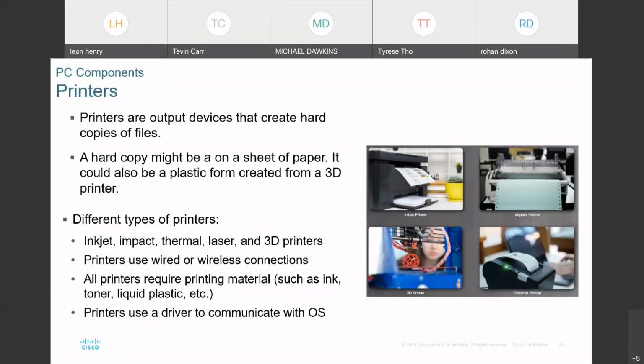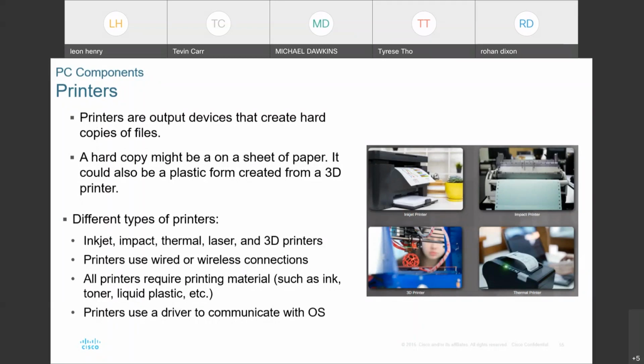Another output device. Printers. Printers are output devices that create hard copies of files. All right? And hard copy, as I explained before, can be paper, plastic, or created from a 3D printer, or it could be metal or wood, based on what kind of printer is being used.